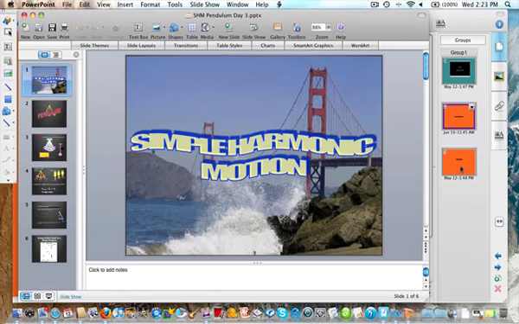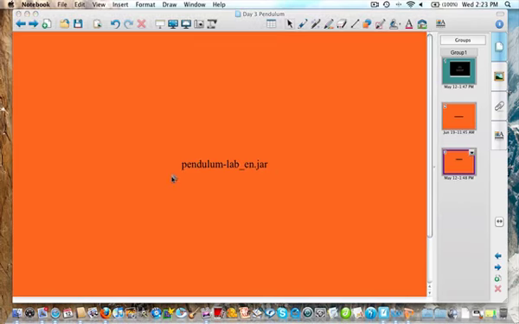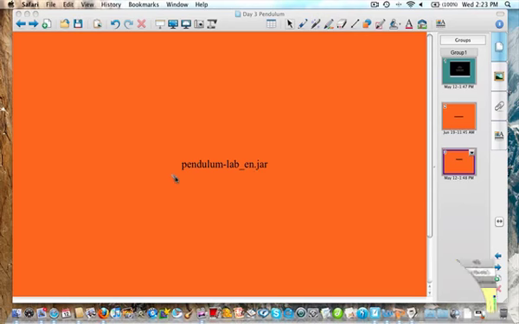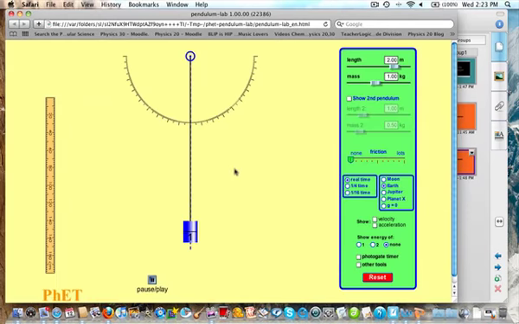Now, let's just take a look at this. We'll do a little bit of experimentation. Okay, so in this app, we can manipulate a few different quantities. So let's manipulate some quantities and see.